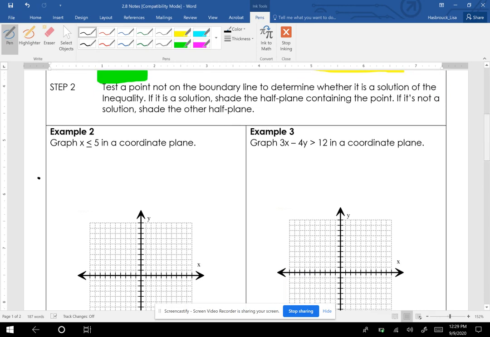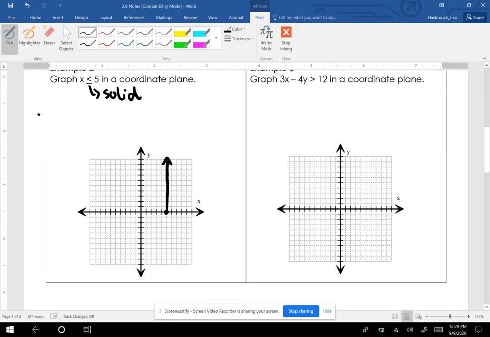So in example 2, we're graphing x is less than or equal to 5. Notice it's less than or equal to, so that means it's going to be a solid line. And you're going to want to think of how you would graph x equals 5. So for x equals 5, we go to 5 on the x-axis and we would draw a vertical line. Notice it's solid because it's less than or equal to.